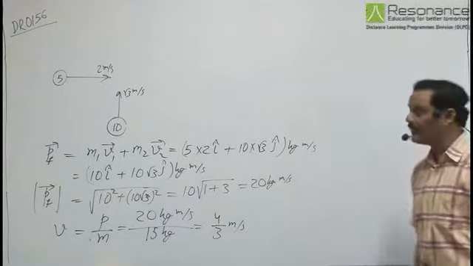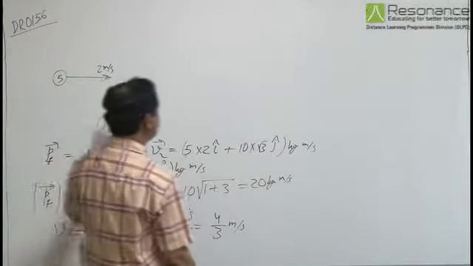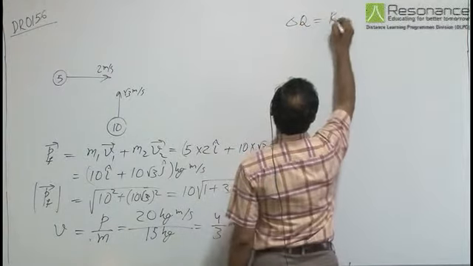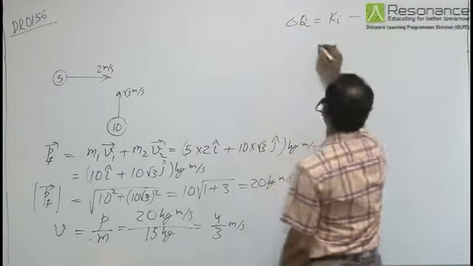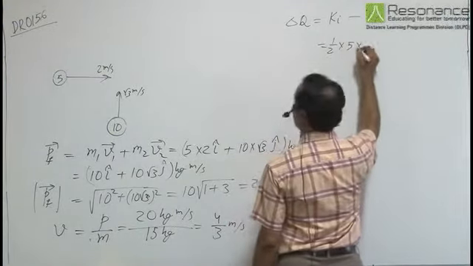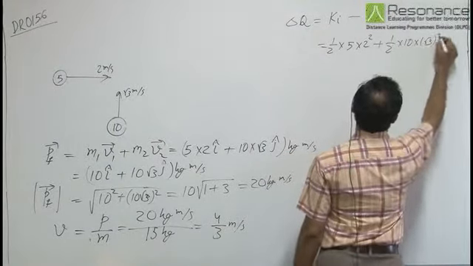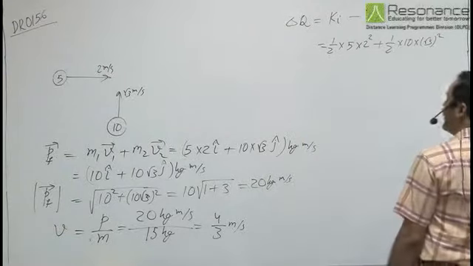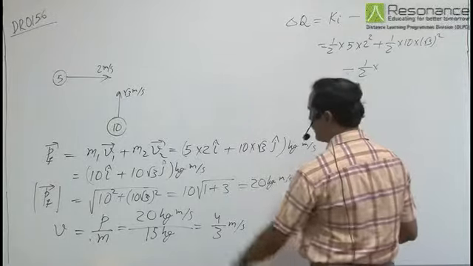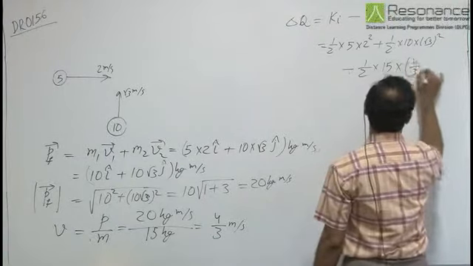Now the amount of heat liberated in this particular collision. The amount of heat liberated is initial energy minus final energy. So delta Q is equal to K initial minus K final. K initial is half into 5 into 2 square plus half into 10 into root 3 square. This is the initial kinetic energy, minus final kinetic energy, which is half into 15 into (4 by 3) square.